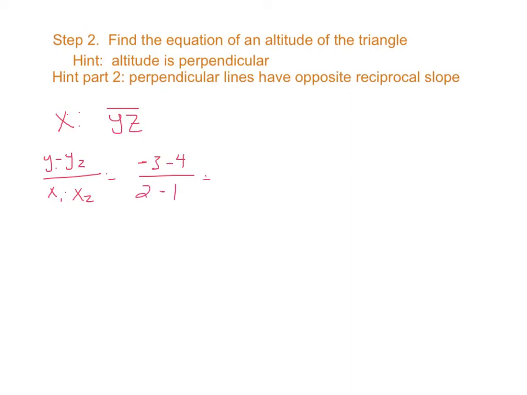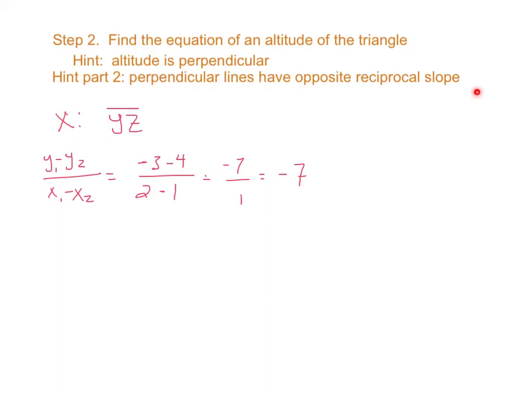That gives us negative 3 minus 4. Well, that's going to be negative 7 over 1, meaning we have a slope of negative 7. But this is not the line we want. We want the perpendicular line, and perpendicular lines have opposite reciprocal slope.